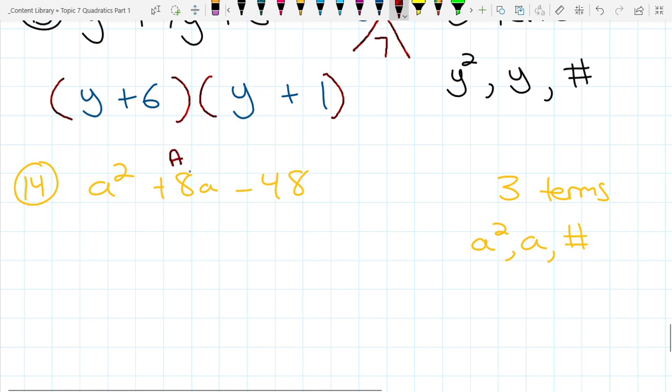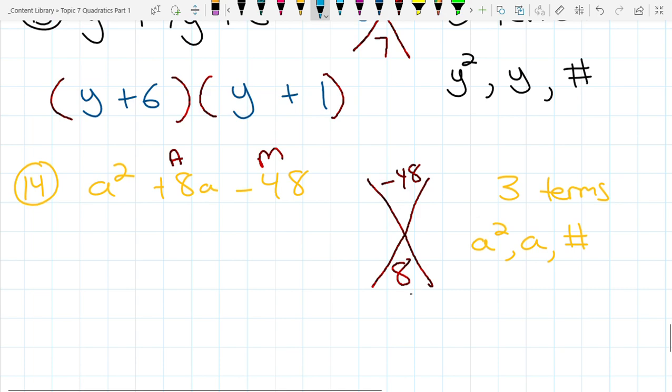So we're looking for something that adds to give me 8 and multiplies to give me negative 48. For those of you that like the diamond, the add is on the bottom, the multiply is on the top. So you just start going through all the number pairs that multiply to give you 48.